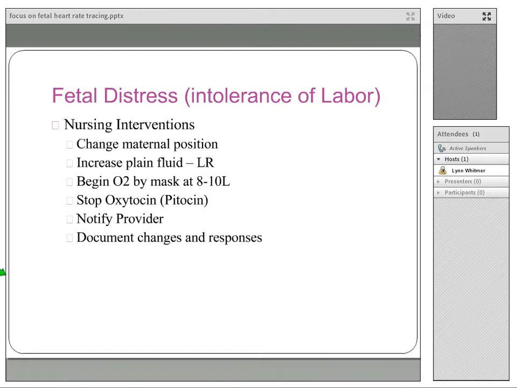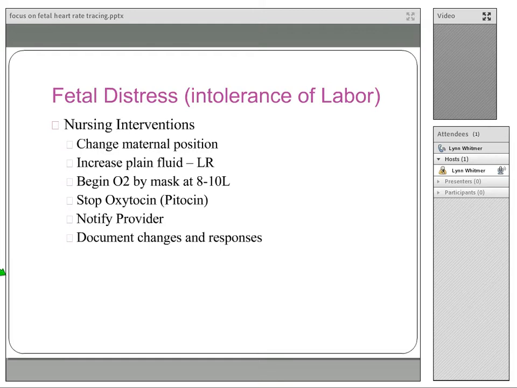Next, we're going to give her some fluids. Make sure we increase the regular fluids. We never hang an IV in labor and delivery without it being a main line or primary fluid bolus, or, I'm sorry, fluid line. In labor and delivery, we use lactated ringers most of the time.